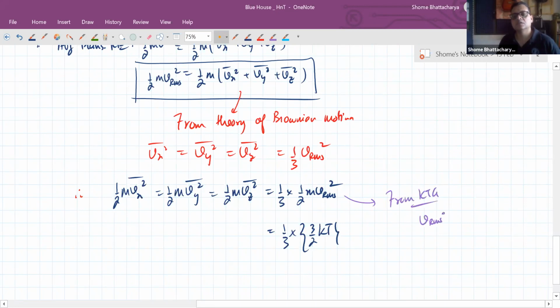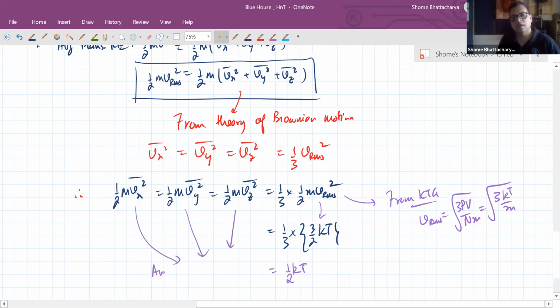This we have learned from kinetic theory of gases: vrms is the square root of 3PV upon Nm, which is the same thing as the square root of 3RT, or rather 3kT upon small m. Just substitute that and you get this here. So this becomes 1 by 2 kT. This quantity is equal to this quantity is equal to this quantity. This is called the average translational kinetic energy per degree of freedom.